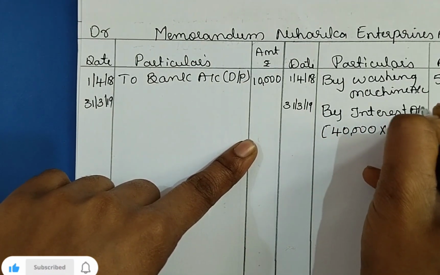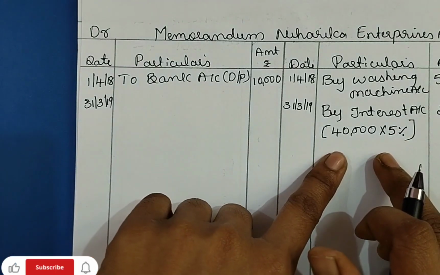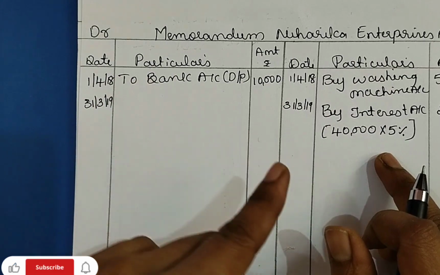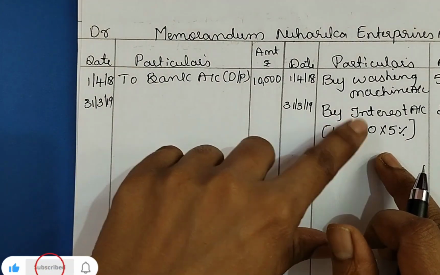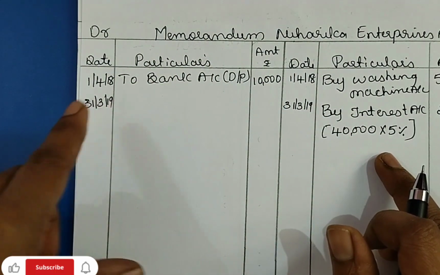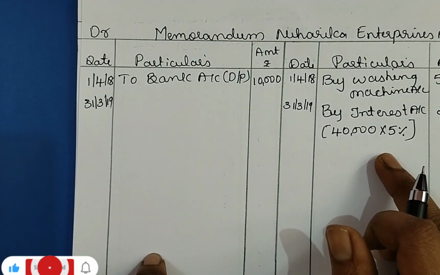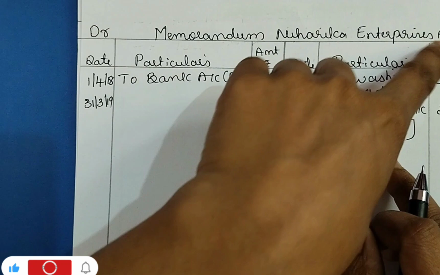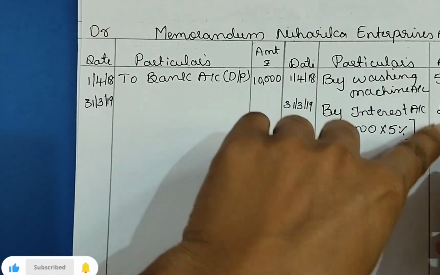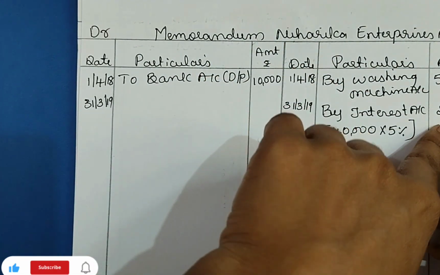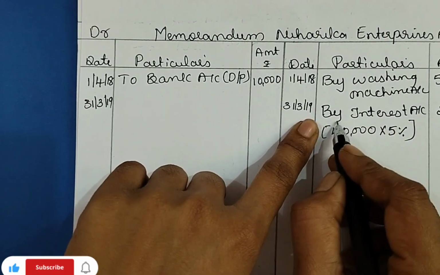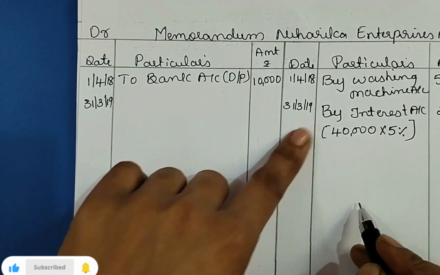I'll repeat. In the books of Manasa we are recording. For Manasa, interest is an expense. The entry for the payment of interest is interest account debit to Niharika Enterprises account. Niharika Enterprises account credit side 2,000, and she received this 2,000 for the interest, by interest account.